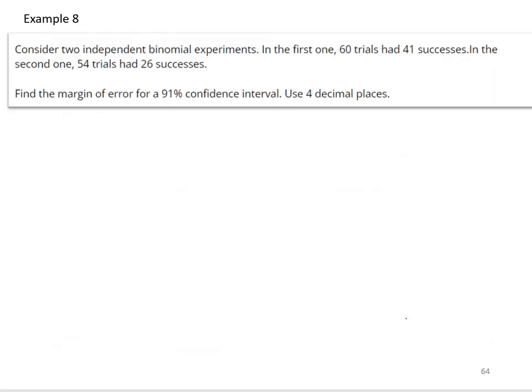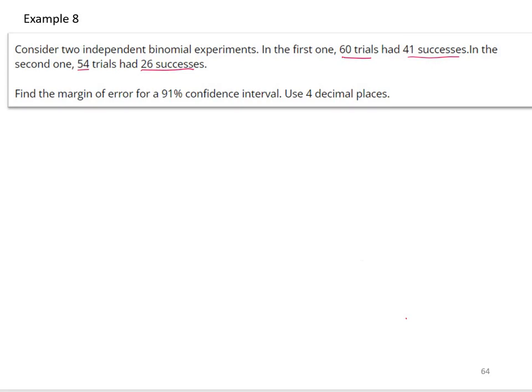Now, this is the example. Say you have two independent binomial experiments, the first one having 60 trials and 41 successes, and in the second one, it is 26 successes out of 54 trials. Then we want to find the margin of error and the confidence interval with 91% confidence. Okay, so we can find this.